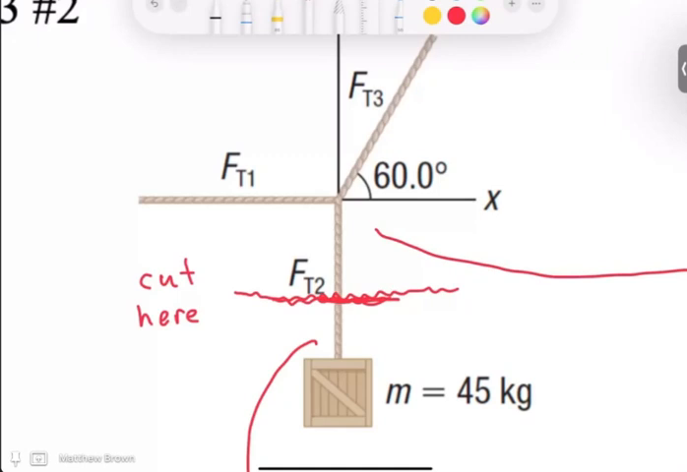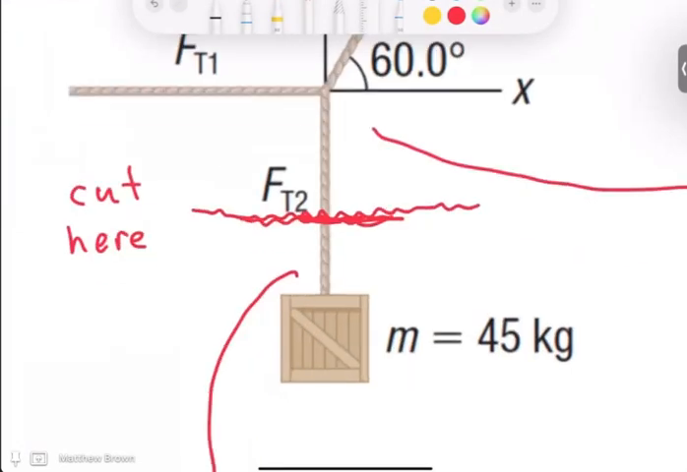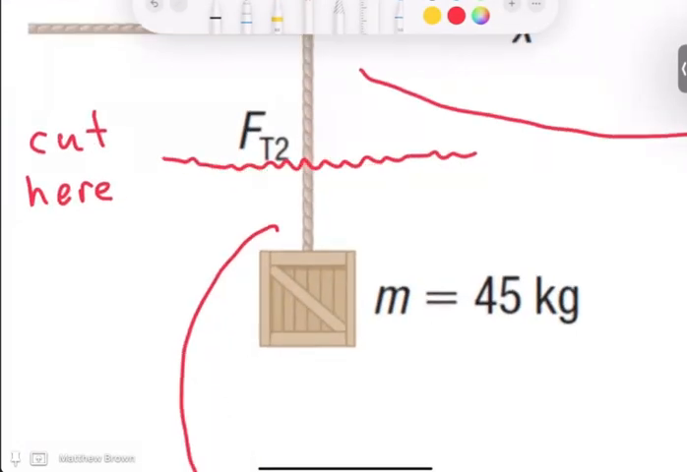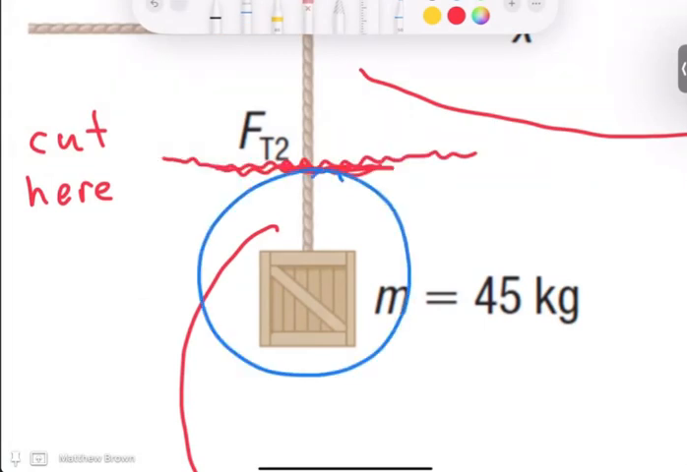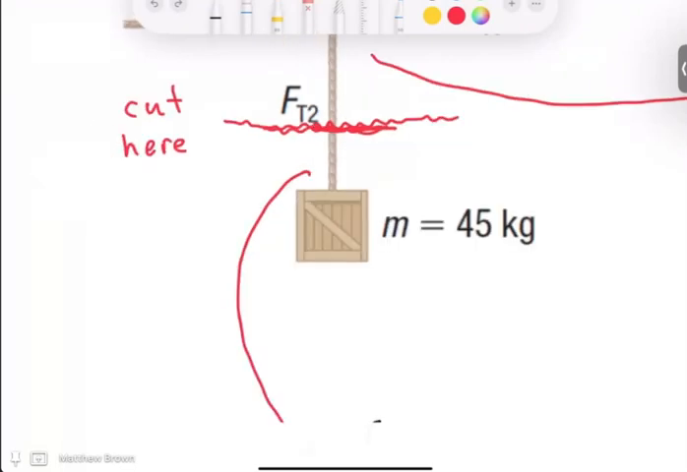Cut this system right there, and then analyze this as 2 separate things. So if you cut it right there, and you just look at this part of the system right here, it's not moving, it's not going anywhere. So the sum of the forces on that part of the system must be zero. And so I brought that down here.